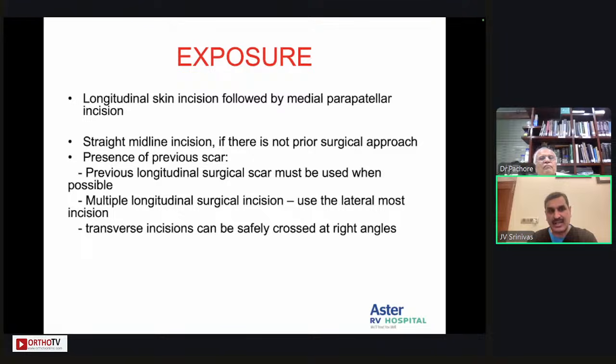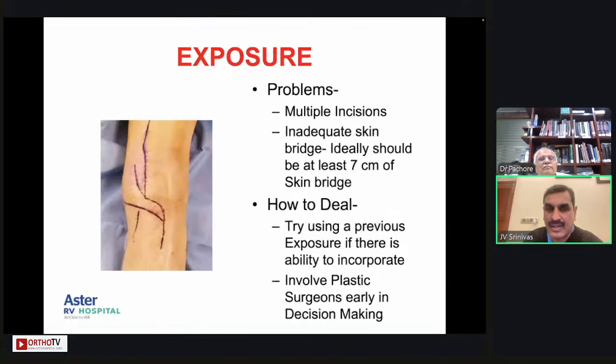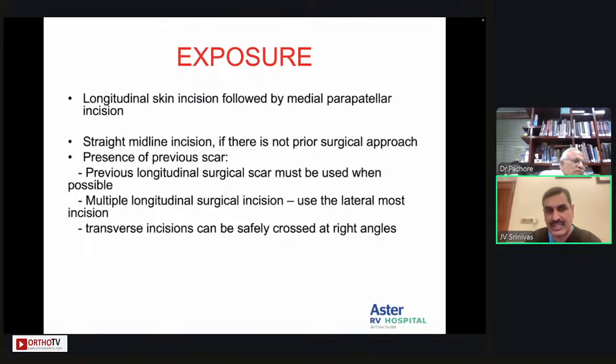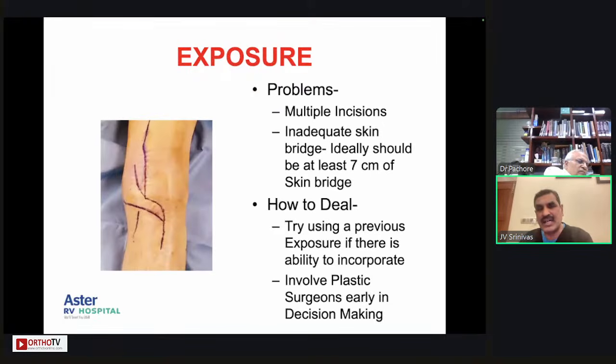Exposure in a parapatellar approach, the approaches are very important in extra-articular stiffness. So we all know in a parapatellar approach, a single long midline incision, and then medial parapatellar incision. I'll explain about this in the next slide. So when you have multiple scars, make sure there is a 7 centimeter bridge in between your two scars. As far as possible, try to use a previously done scar. And if you're not able to get a good exposure, as I said before, use a plastic surgeon to make the decision for the approach.